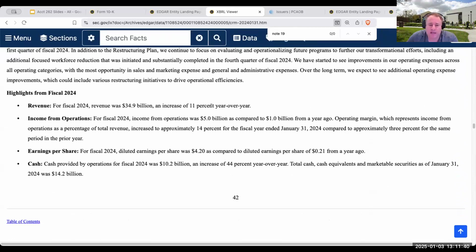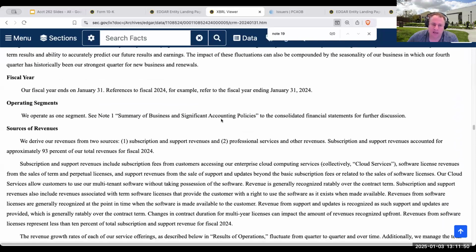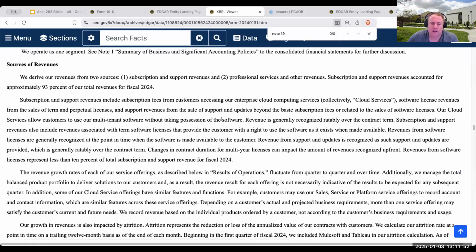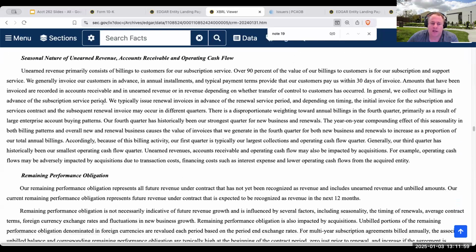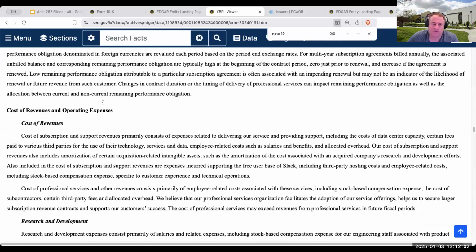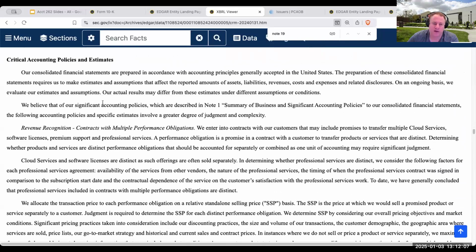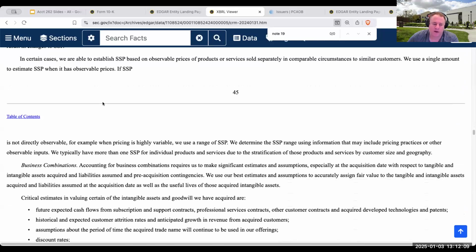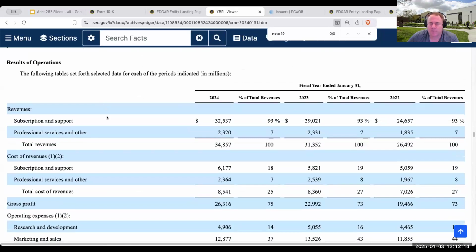Revenue went up by 11% year over year. Income from operations was 5 billion. Earnings per share, cash, and so you're going through and highlighting these different parts. Sources of revenues, where do we get them from? Subscription and support services, professional services. And you go through and look at this in terms of cost of revenue, R&D, marketing and sales, critical accounting policies and estimates, and then results of operations, right?